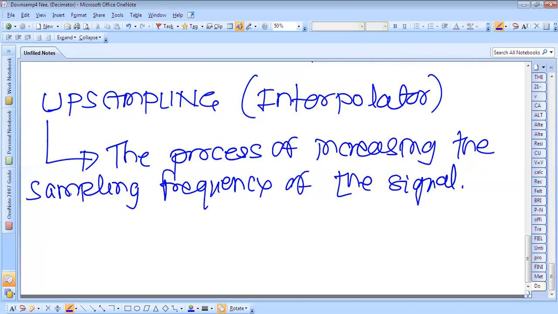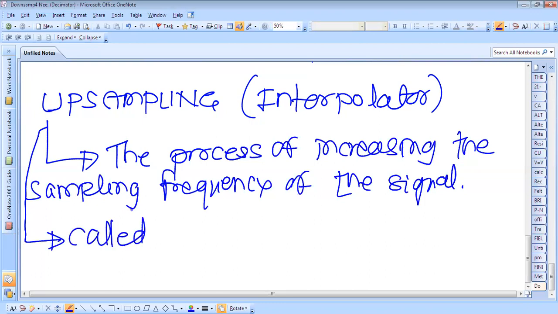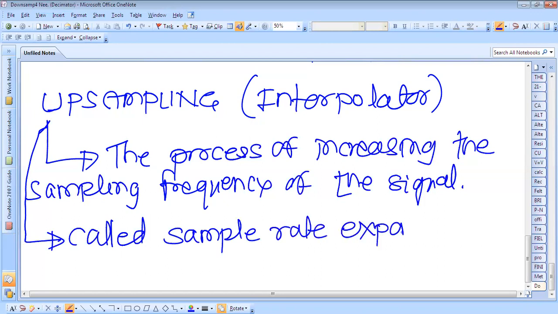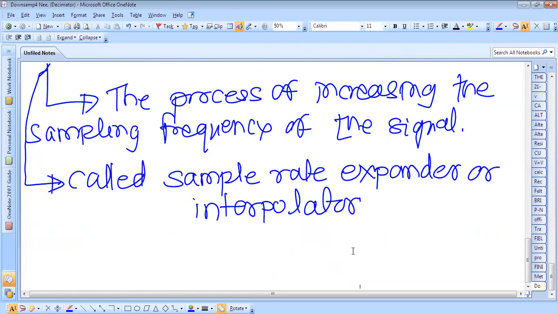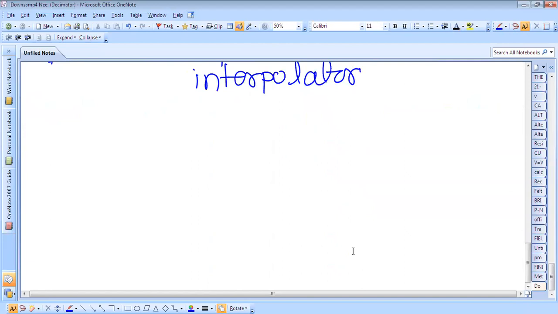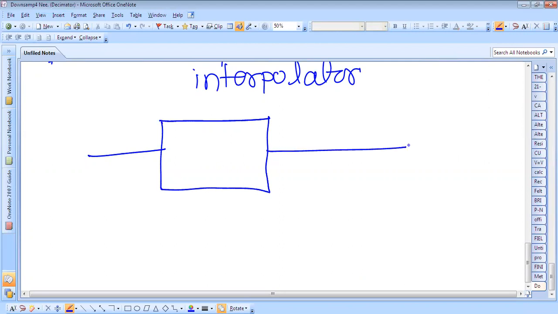The upsampling is also called the sample rate expander, or it is also called an interpolator. Okay. So the interpolator is represented by the upward arrow like this.